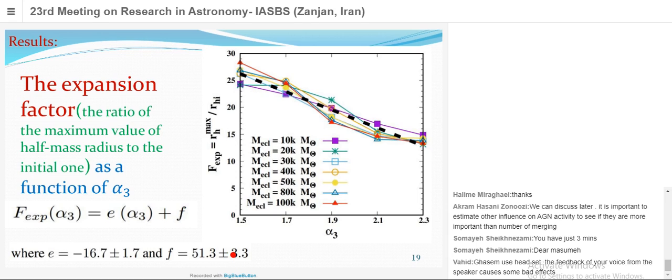In this figure, you can see the expansion factor, which is defined as the ratio of the maximum value of the half-mass radius divided by the initial value, and we find a linear fit for these figures.